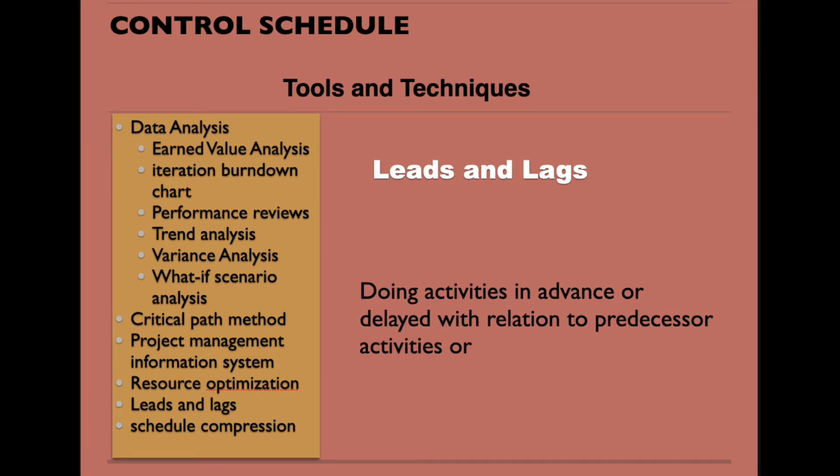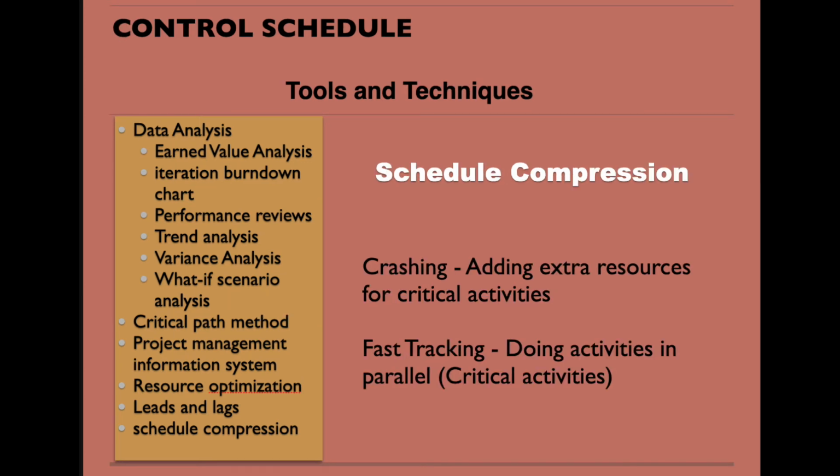Another tool and technique we use to control our schedule is leads and lags. So we should be aware of doing activities in advance or delayed with relation to predecessor activities. This is to keep our project on track or bring it back on schedule. We also do schedule compression. If we need to compress our schedule, we do crashing, like we add extra resources for the critical activities so that we can complete them earlier, or we can do some activities in parallel, and those activities should be on the critical path, should be critical activities.